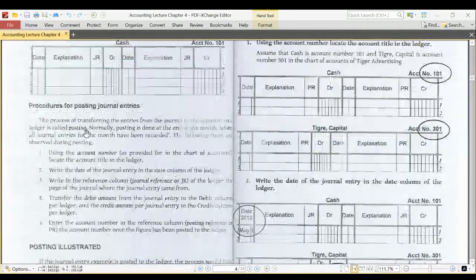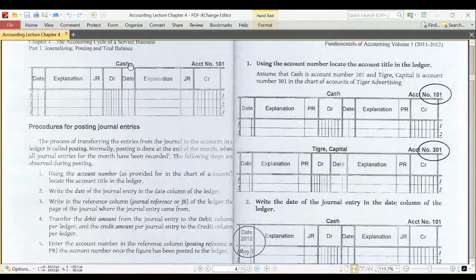Ano gagawin mo? Kunin mo yung account number. Account number ni account. So, cash. Diba? Account number niya, kunwari, account 101. Lalagay mo dyan taas. And then, the date. So, you put here the date.